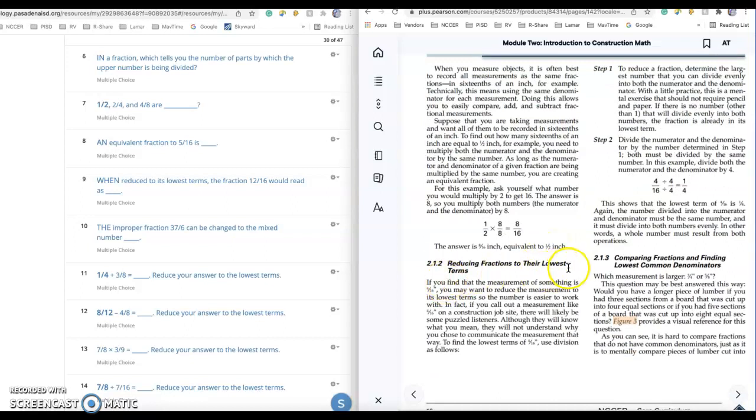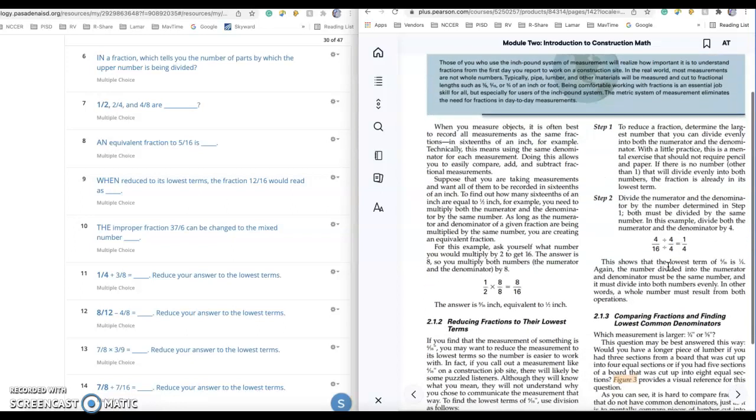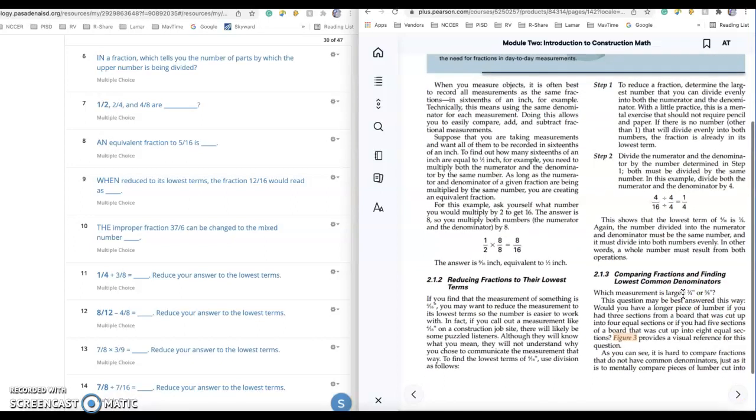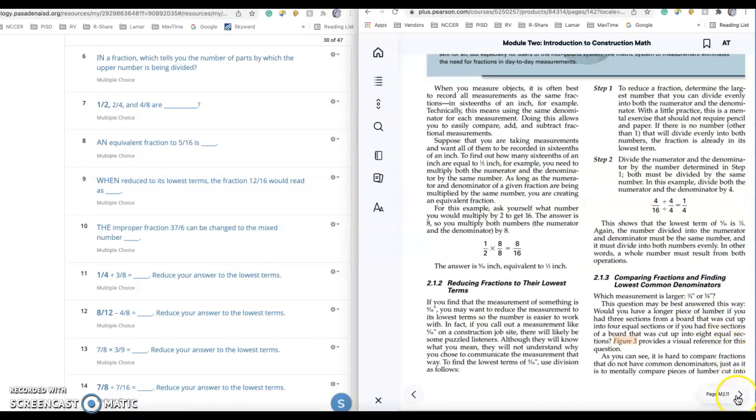Reducing fractions to their lowest term or lowest common denominator, comparing fractions and finding lowest common denominators. Very simple. We're going to run through that. Feel free to hit your spacebar or pause if you want to read any components of this.